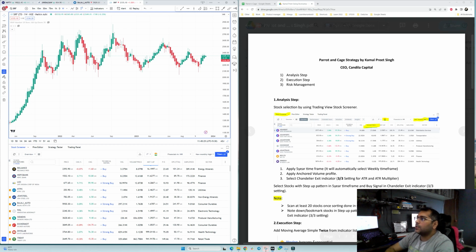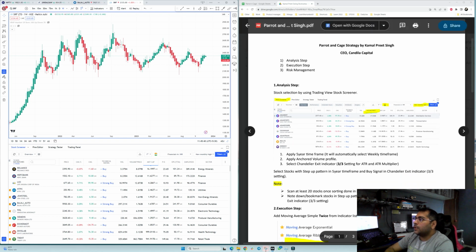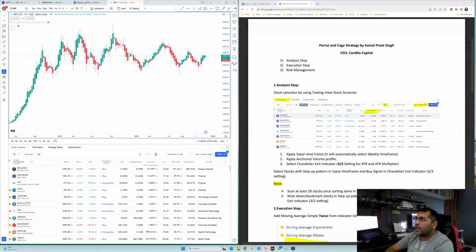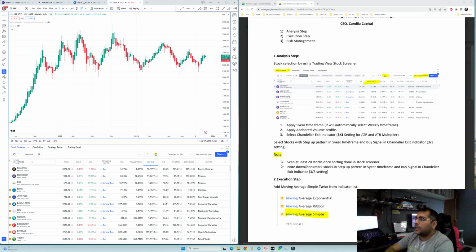So, as per Kamal sir, this is the Parrot and case strategy, which has three steps: analysis step, execution step, and the risk management step. Yesterday, Sir taught us about analysis step and execution step, and risk management step is still pending. So, for starters, we need to find the stock screener for our analysis step. For that, I will briefly explain how to select stocks.